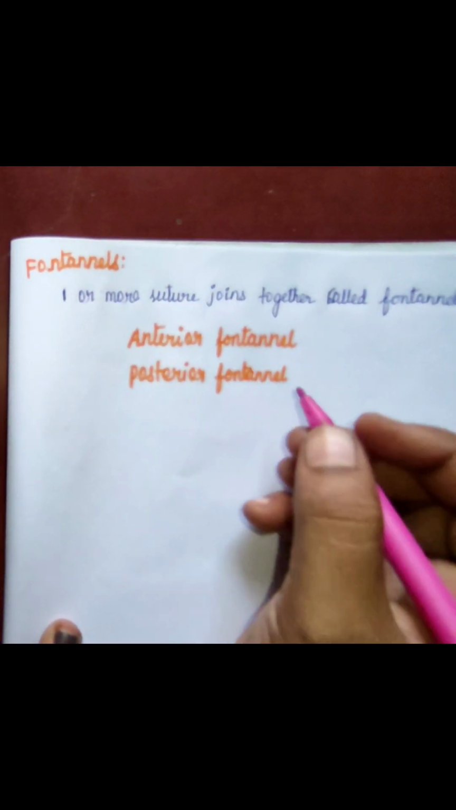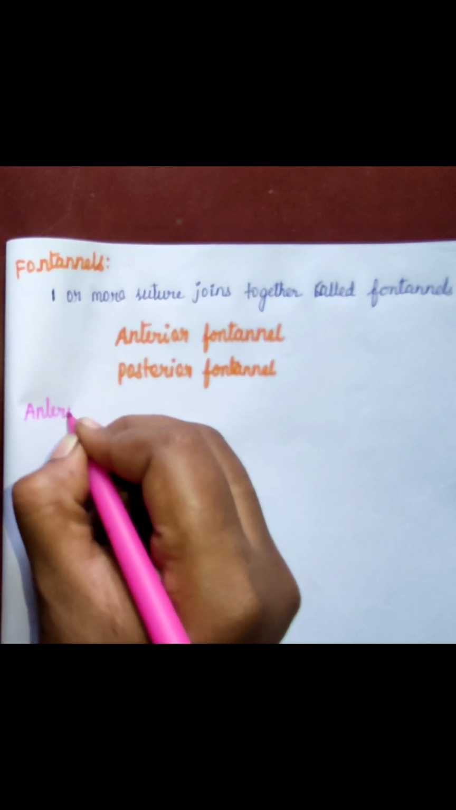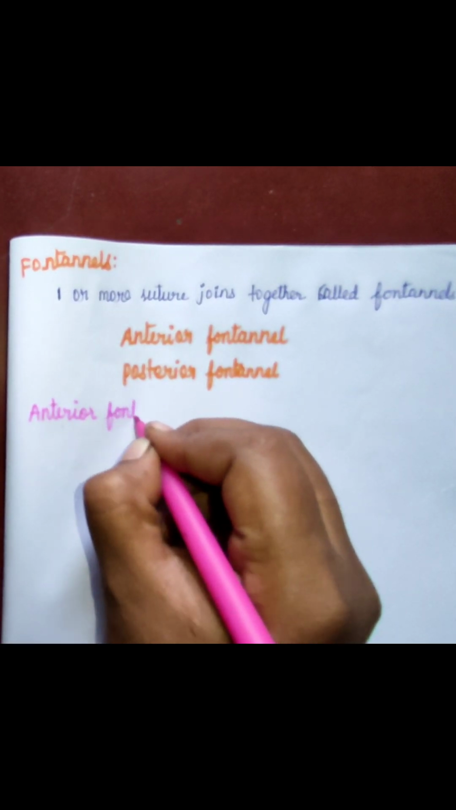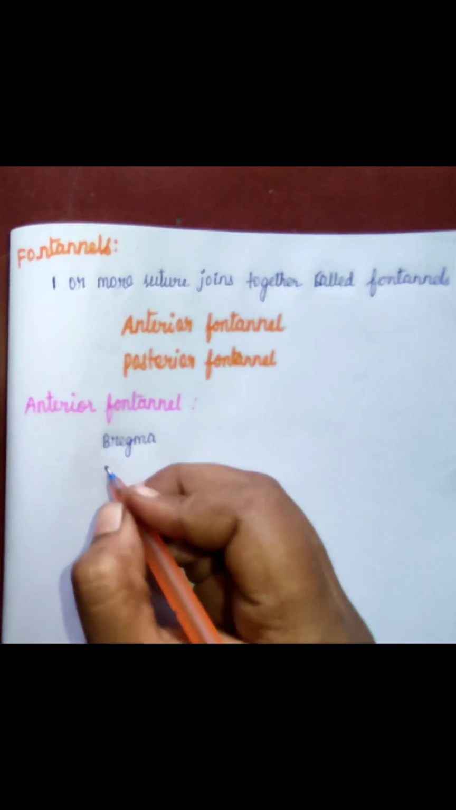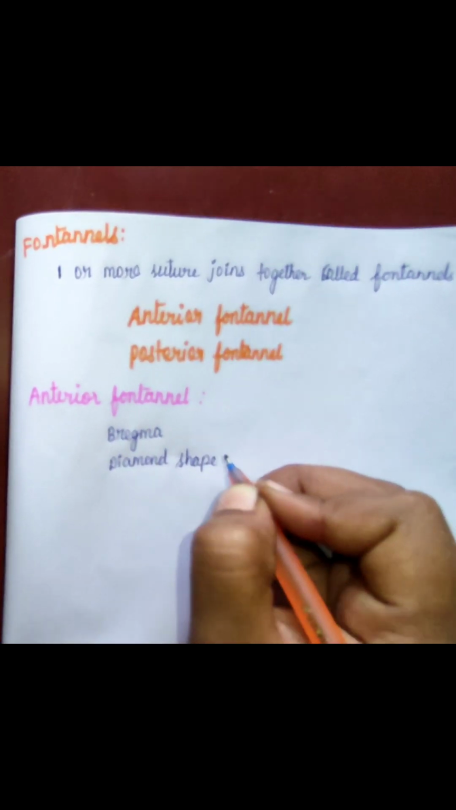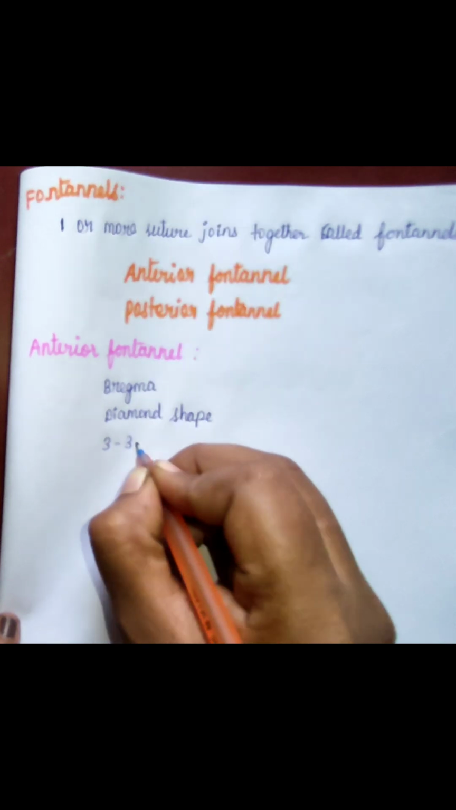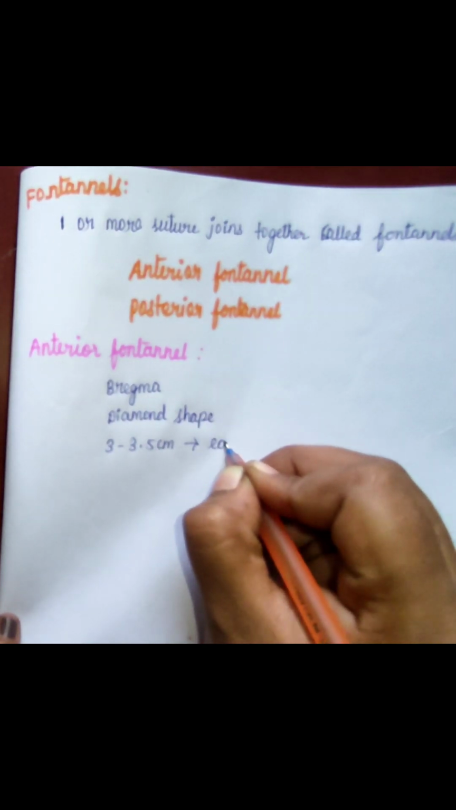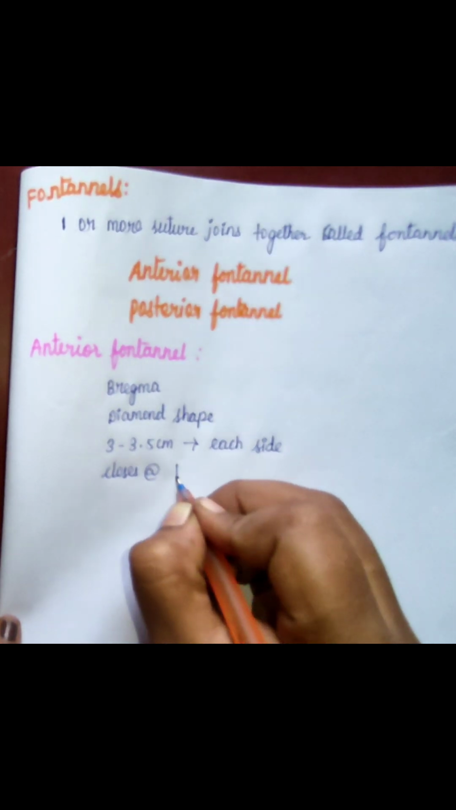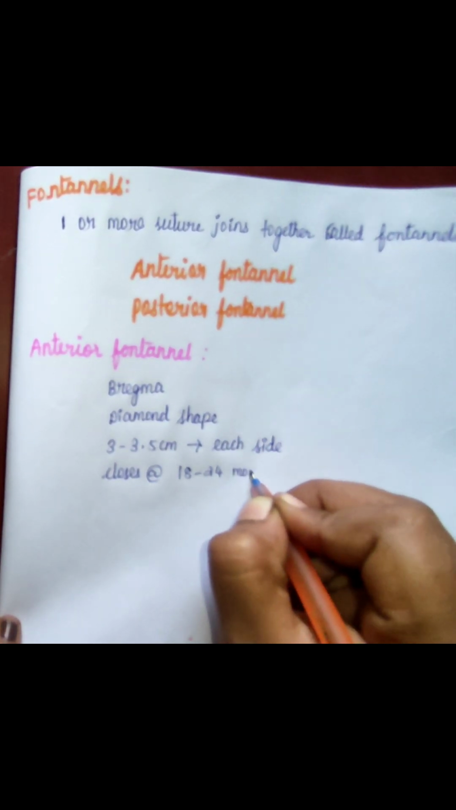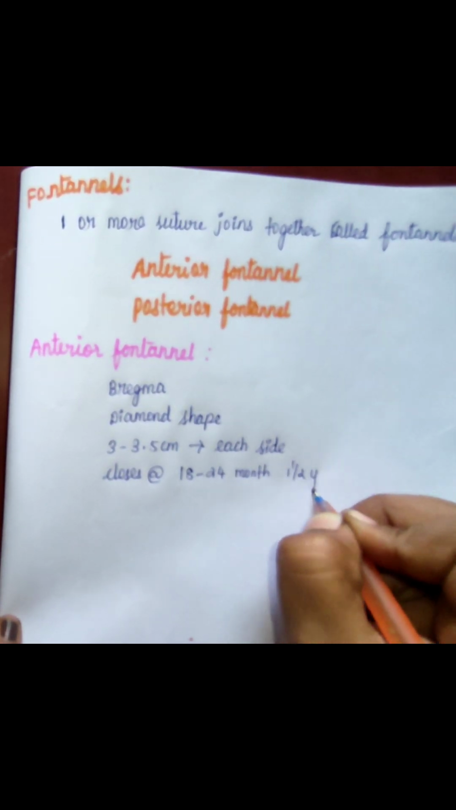First we are going to discuss the anterior fontanelle. The anterior fontanelle is also called the bregma. It is diamond in shape and measures about 3 to 3.5 centimeter at each side, and it closes at 18 to 24 months, which is 1.5 years.